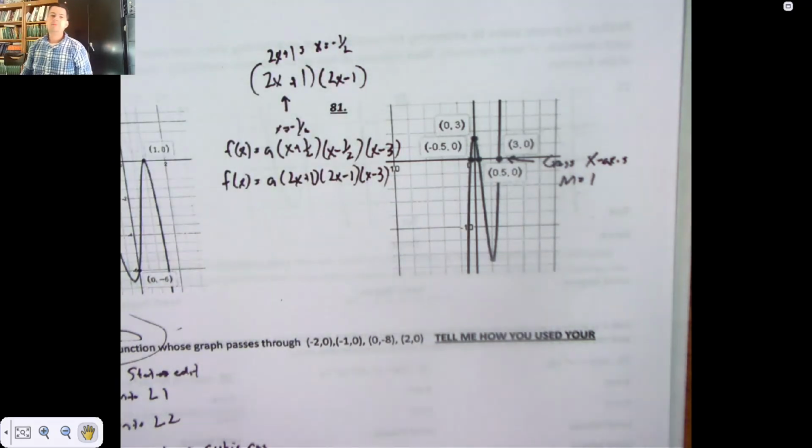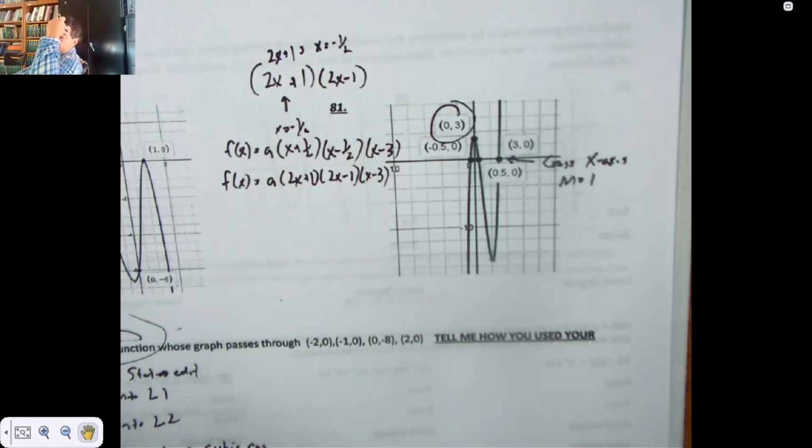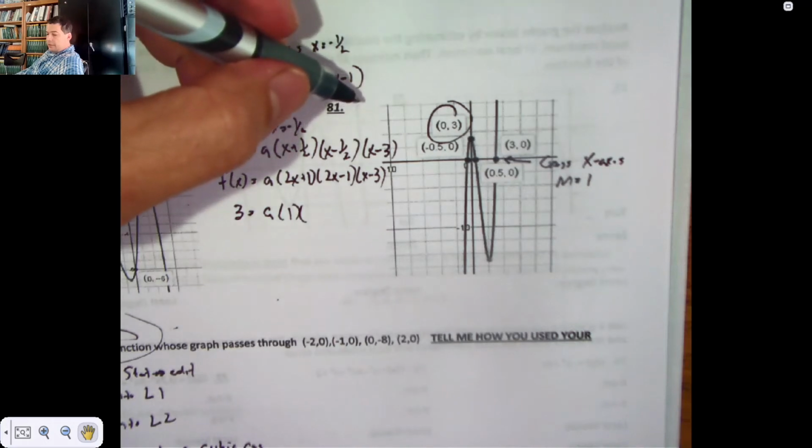There she is now. And let's see what the a value is here. And that's where this other point comes in. By this point in time, you guys should have lots of experience doing this. Everywhere you see an x, you're a 0. Everywhere you see a y, you're a 3. So 3 is a times twice 0 plus 1, which is 1, twice 0 minus 1, which is -1, and 0 minus 3, which is -3.